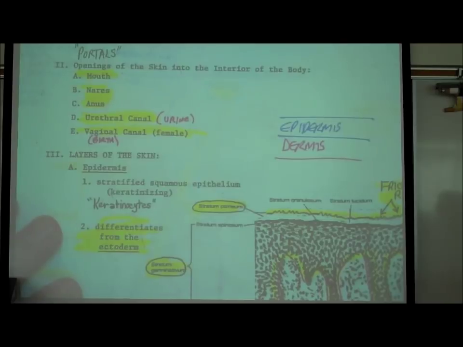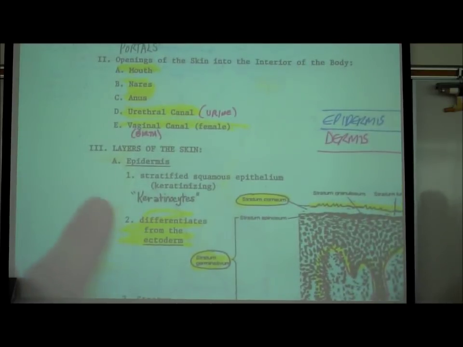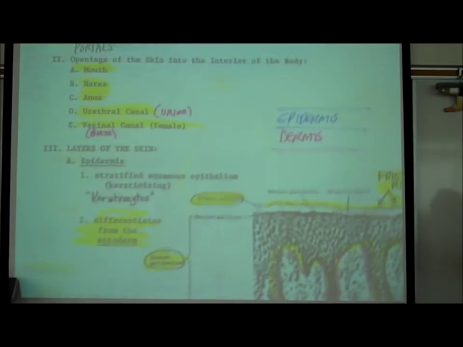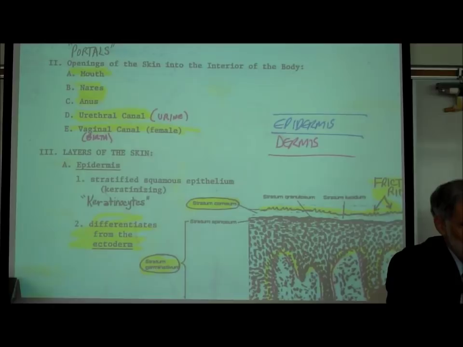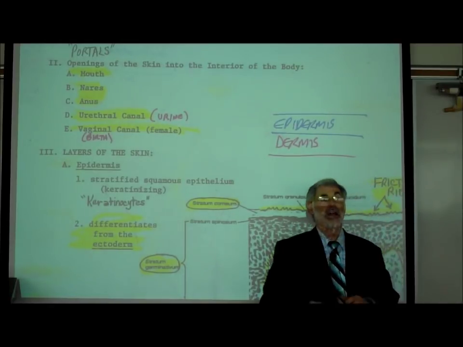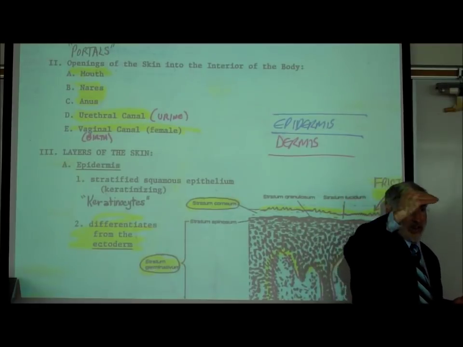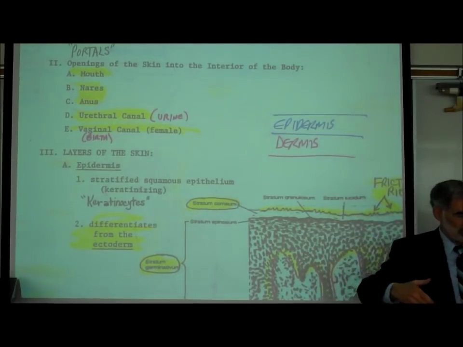Now, just a drop further here. The layers of skin. We have learned that skin is made up of two layers, epidermis and dermis. Again, you need to know this for the test, for first exam. The top layer is called epidermis. Top skin is literally what it means. The lower layer is dermis.